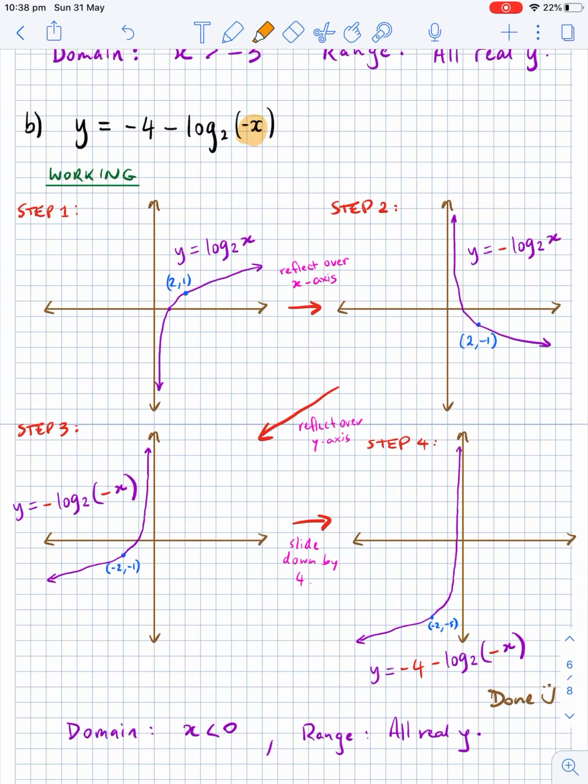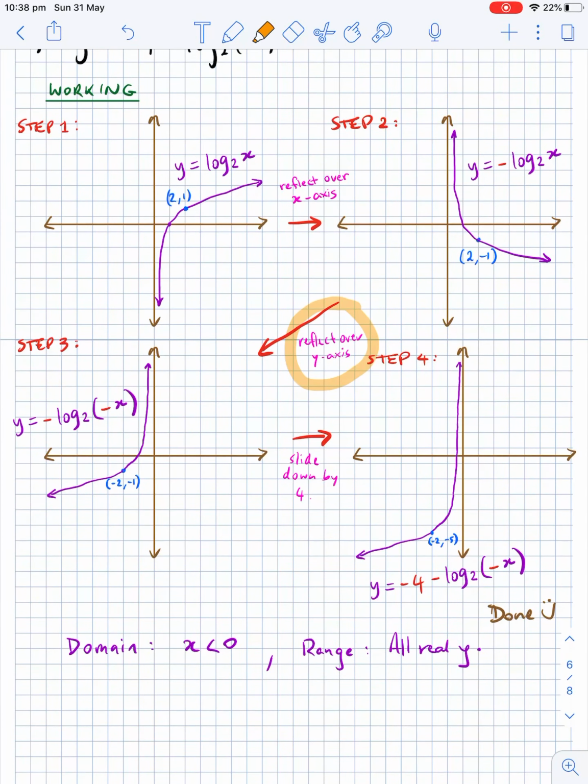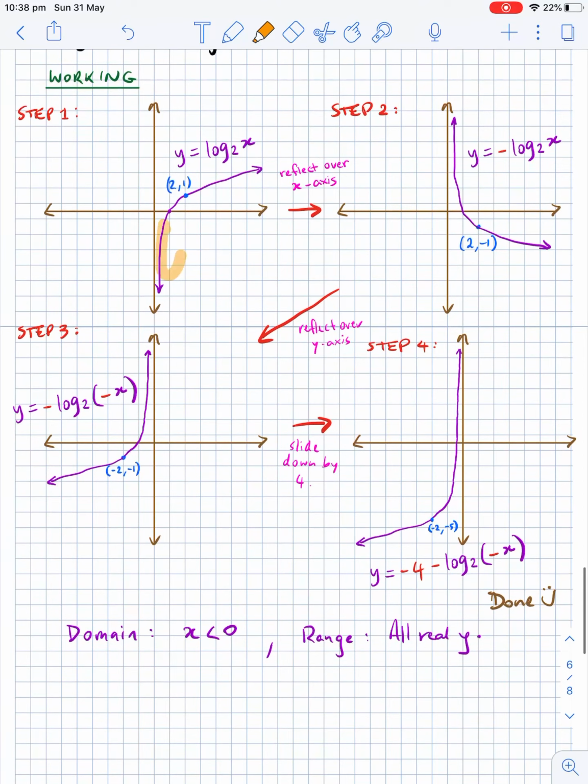Next up, let's do the negative x transformation, reflect over the y-axis. So this part here is going to jump over here. Oh no, sorry, over here, my bad. So this part here is going to jump over here, because we've got to deal with this one now. And then this part here is going to jump over to this side, so it's going to look something like this. So we've done the 2 transformations.